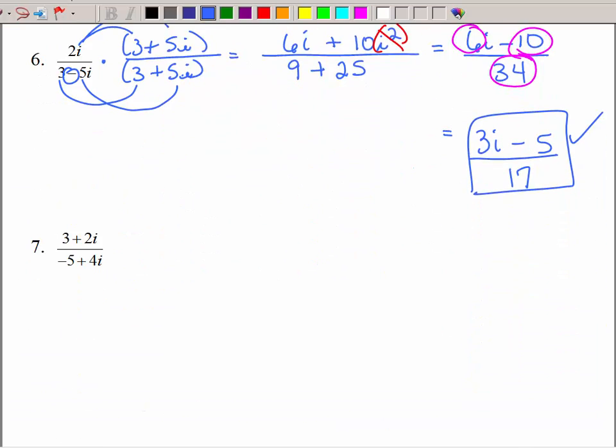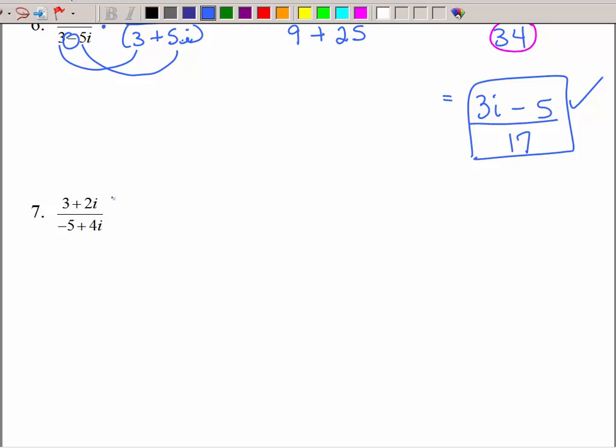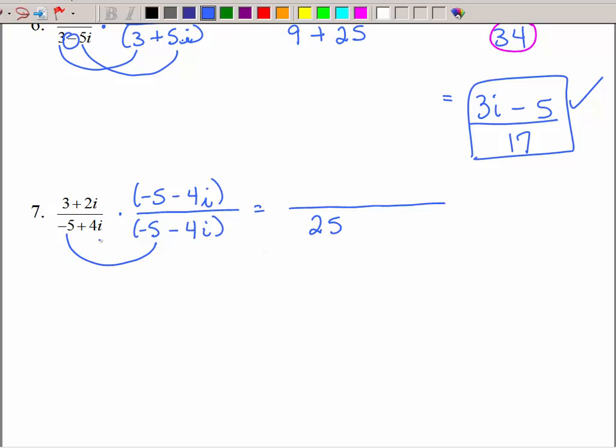Let's look at one last example, a little more complicated. All right, so we have that binomial in the bottom. We keep the -5. Remember that complex conjugate is you just change only the middle sign. Okay, let's do the bottom. -5 times -5 is still positive 25. Now 4 times 4 is 16, and because we're going to have the i squared, which makes -1, and that's negative, we're going to add. The product of complex conjugates: square the first term, square the last term, add.